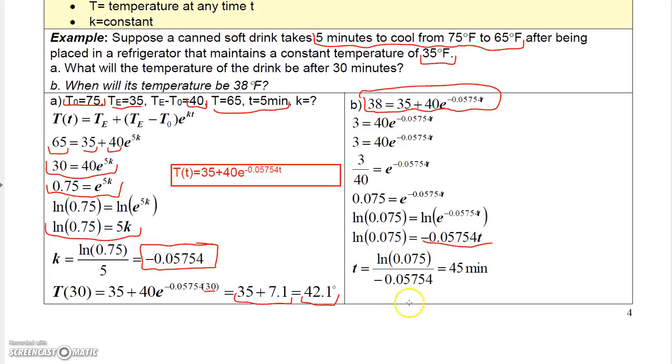Now divide by this constant, and you're actually going to get about 45 minutes. So it'll take about 45 minutes, so about 3 more minutes to drop it down to 38 degrees. Okay, so that's Newton's law of cooling, and it's got some very interesting applications.